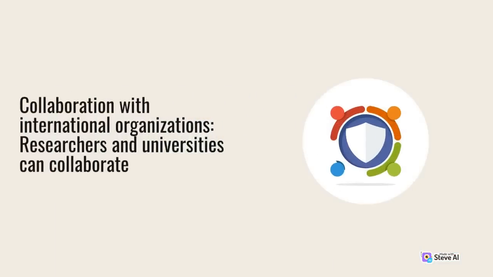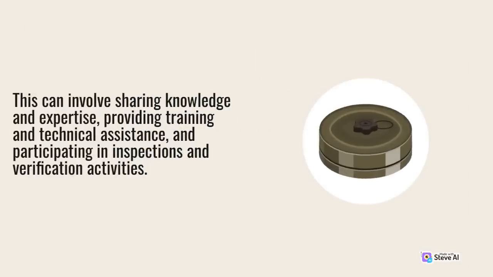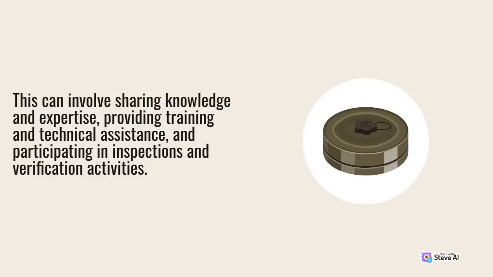Collaboration with international organizations. Researchers and universities can collaborate with international organizations, such as the Organization for the Prohibition of Chemical Weapons, OPCW, to promote the elimination of chemical weapons. This can involve sharing knowledge and expertise, providing training and technical assistance, and participating in inspections and verification activities.